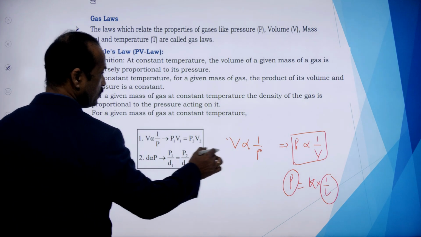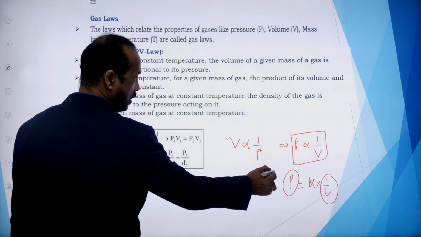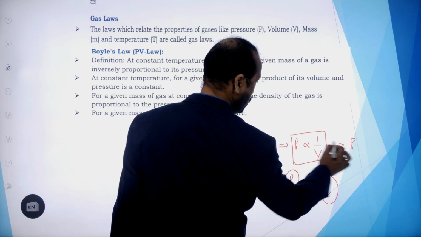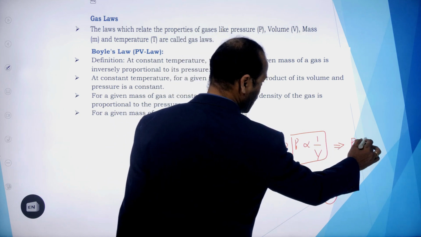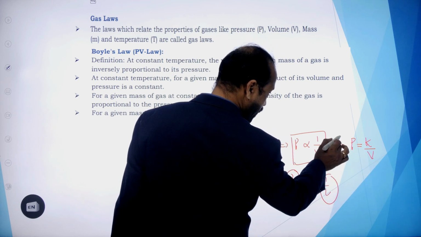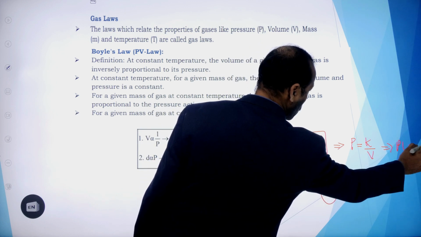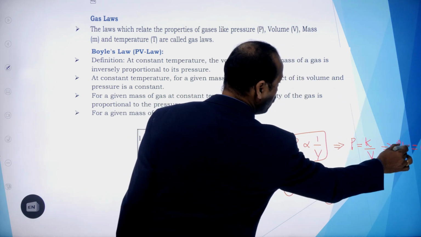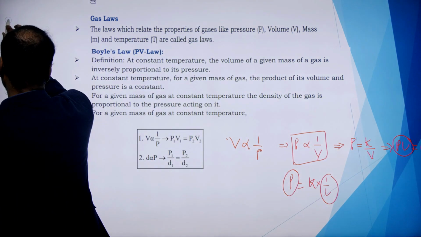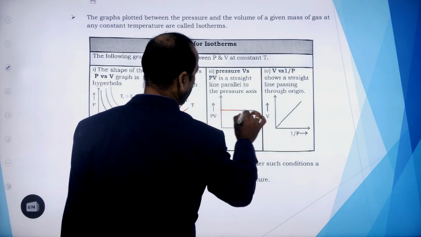Here you can see P is proportional to 1 by V. So I am removing this, we get one constant, I said. Constant divided by V. Now V I am bringing here, so this becomes PV. PV is equal to K. If I plot the value between PV and P, then I'll get a straight line like this.